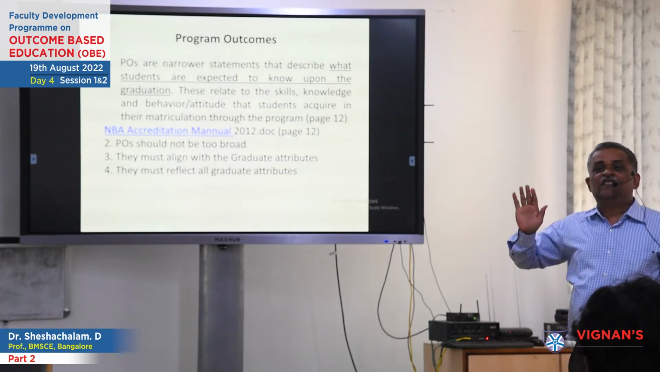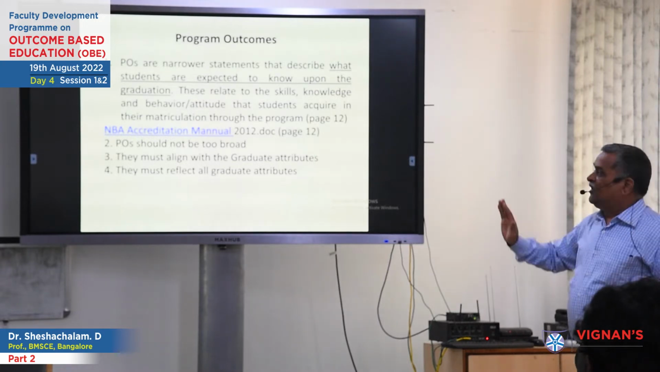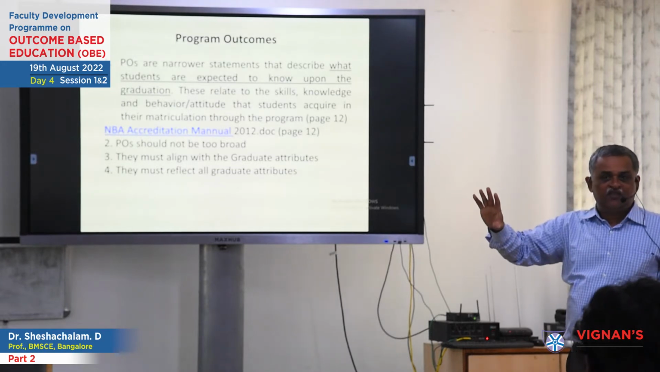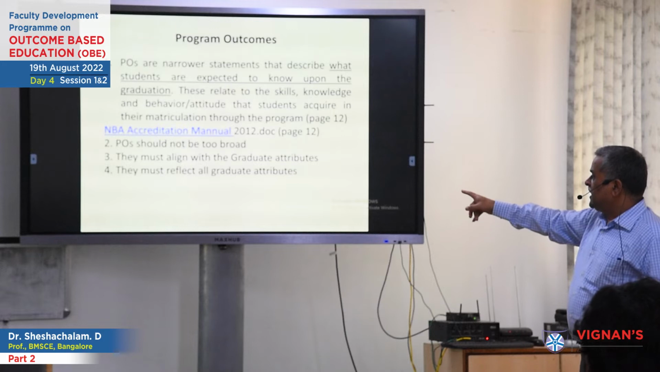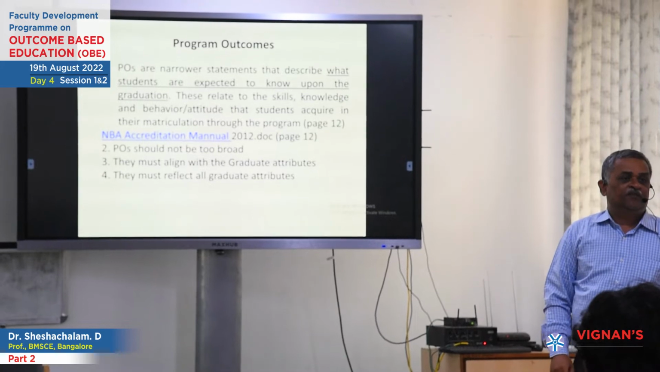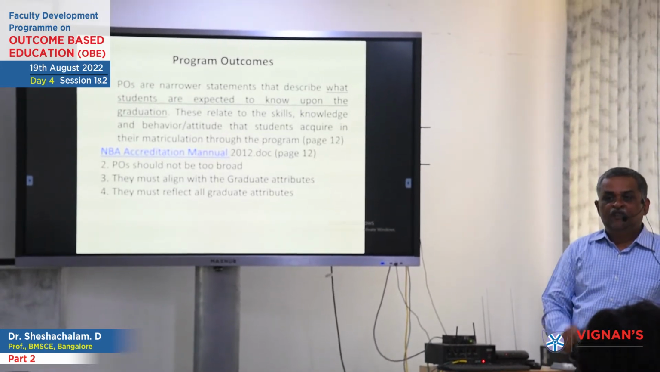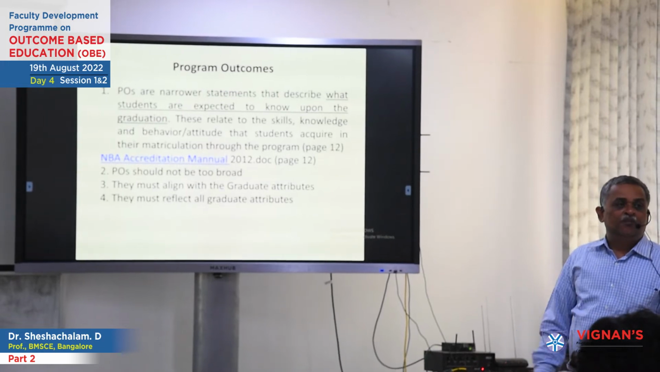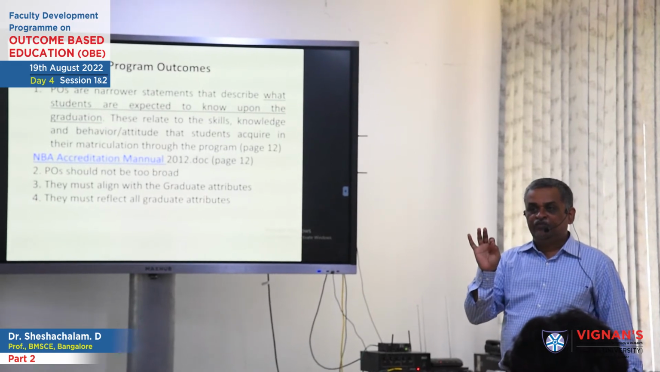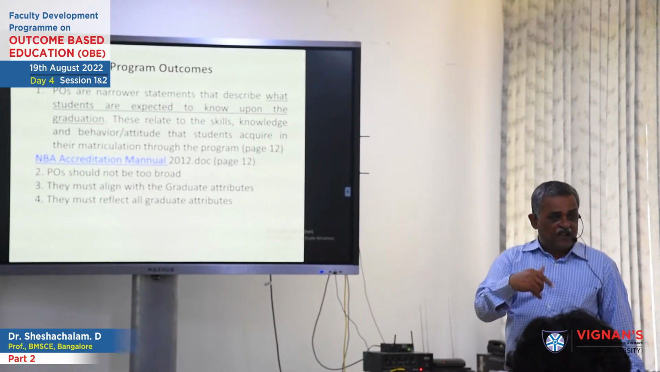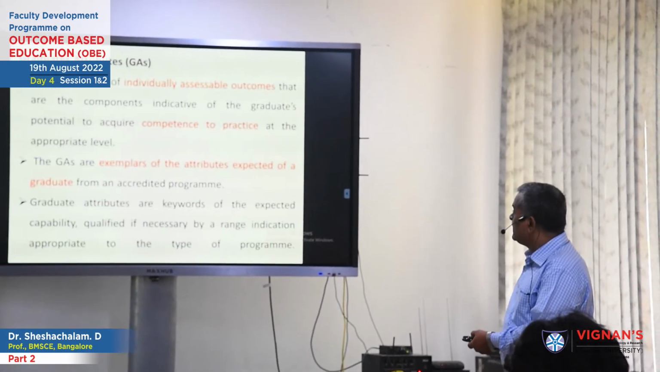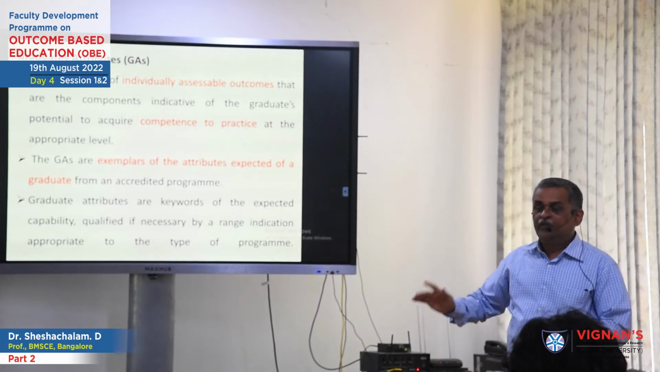Something like a generic statement. They just said all GAs should be covered, that is, POs should not be too broad, don't write paragraphs. They should be narrow sentences, and they must align with graduate attributes. How many graduate attributes are there? There are also 12. This was the broad guideline given to institutions from 2012, where the sentences and articulation that we have today did not exist. Then, GA I need not explain, so I'll skip that.